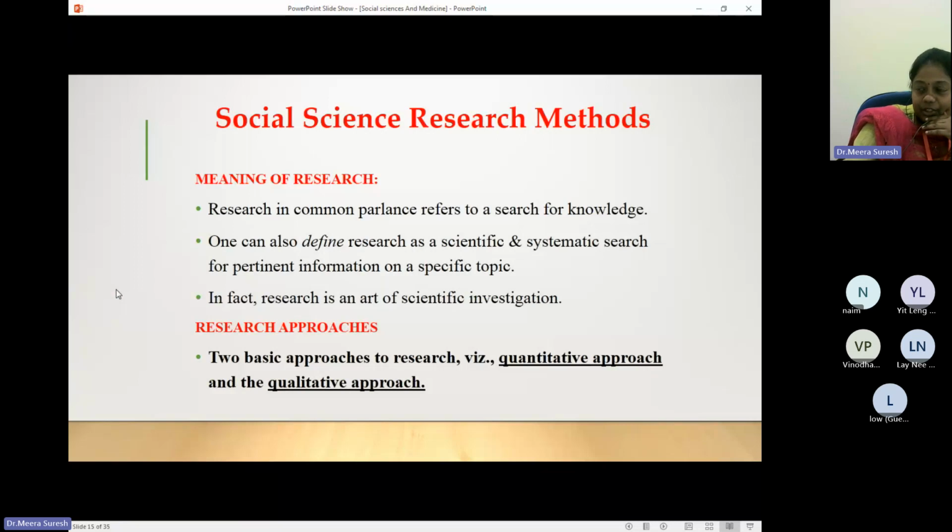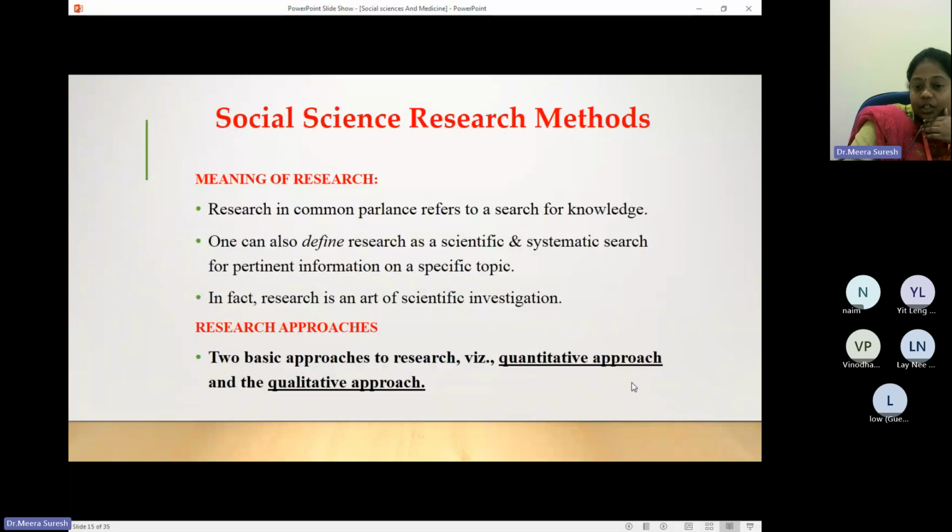So it will be a continuous process. There will be a lacuna in the research done until then, where we find the literature gap, and then some other researchers try to continue with that. That's why for one topic we take, we can have many articles on it. So that's a continuous search to add on to the information on a specific topic. So research is an art of scientific investigation.